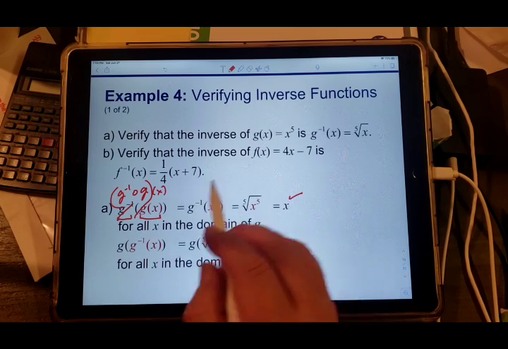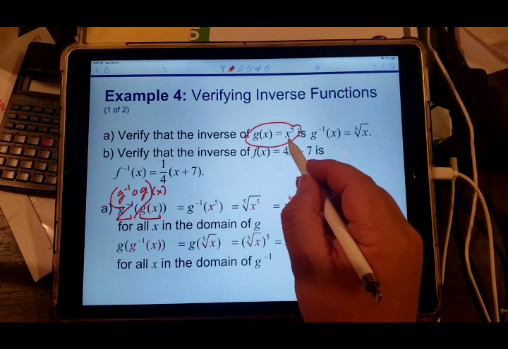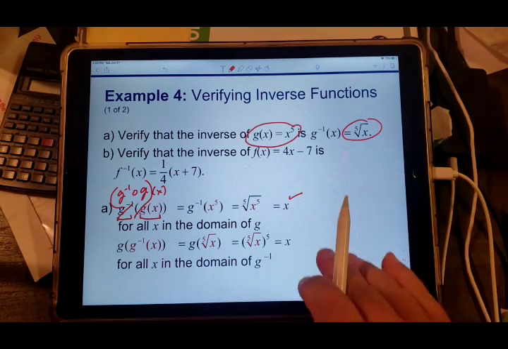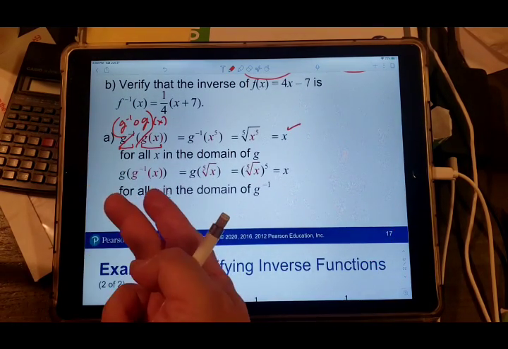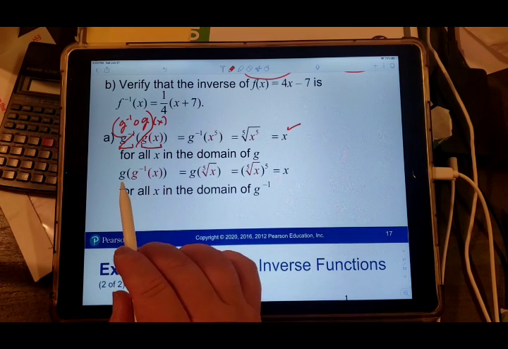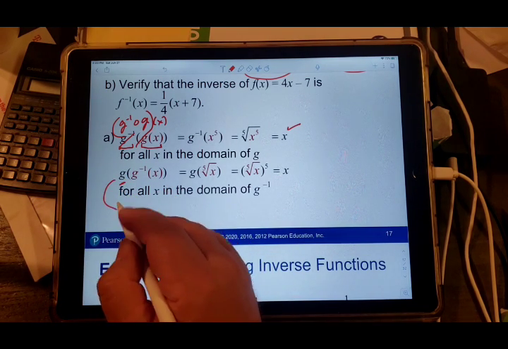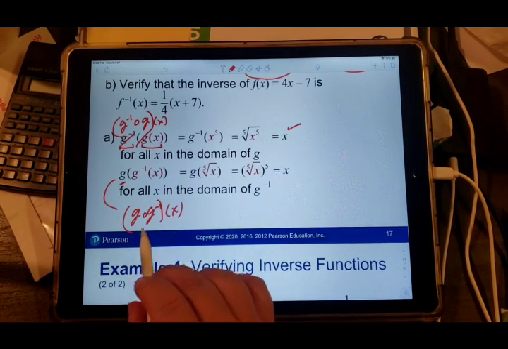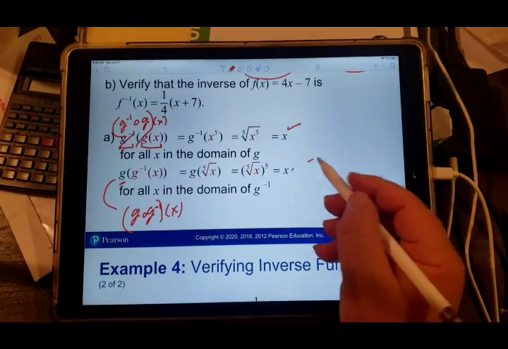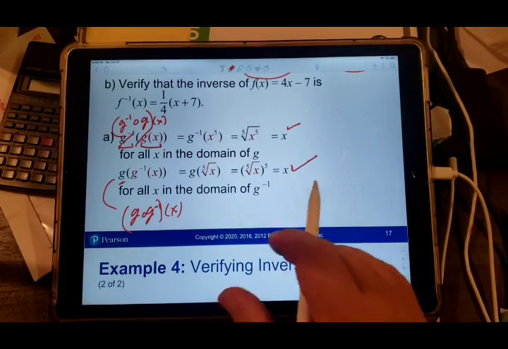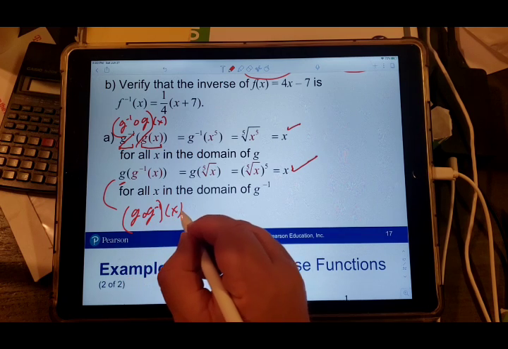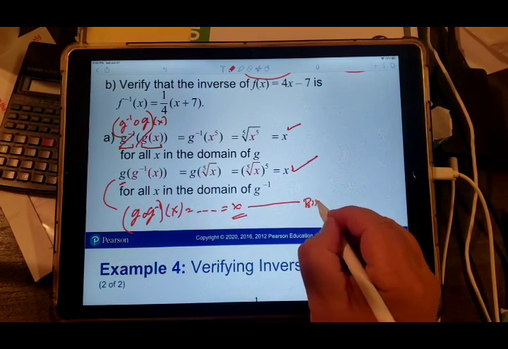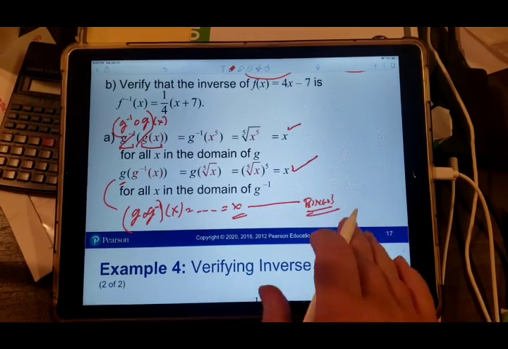So what are inverses? g of x equals x to the 5th, and g inverse equals the fifth root of x. They did it the other way around. It doesn't really matter which way you do it. If you do it the other way around with g on the outside, in other words g of g inverse, and you get x, that's also proof that they are inverse functions. So verifying inverse functions means you go through this process, you get x on the outside, you get to say bingo because you learned something that you didn't know before.